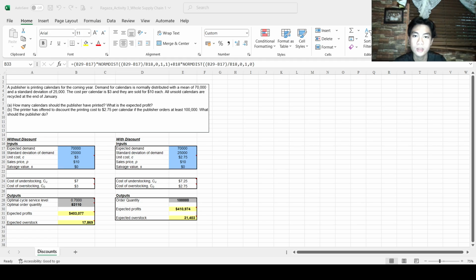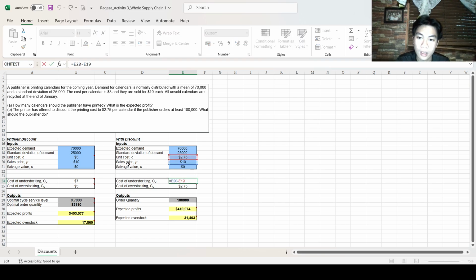Moving on to the table with the discount, the inputs stay the same for the expected demand and the standard deviation of demand, while the unit cost changes to 2.75. The sales price is the same at $10, and the salvage value is the same as without a discount. For the costs, the formulas stay the same, resulting in 7.25 for the cost of understocking and 2.75 for the cost of overstocking.